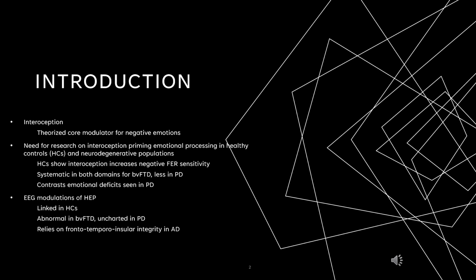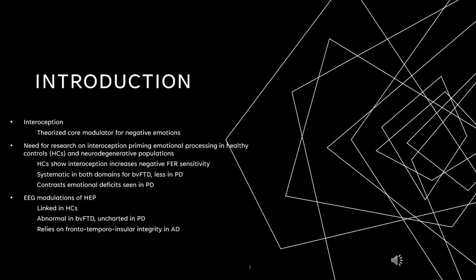To capture the interoceptive effects on facial emotional recognition, we captured neurophysiological, neuroanatomical, and functional connectivity measures with the task in 4 groups: healthy controls, and patients with neurodegenerative diseases such as behavioral variant frontotemporal dementia, Parkinson's disease, and Alzheimer's disease. We measured online EEG modulations of the heart evoked potential in association with brain structural and resting state functional connectivity patterns to evaluate whether and how interoception primes emotions.